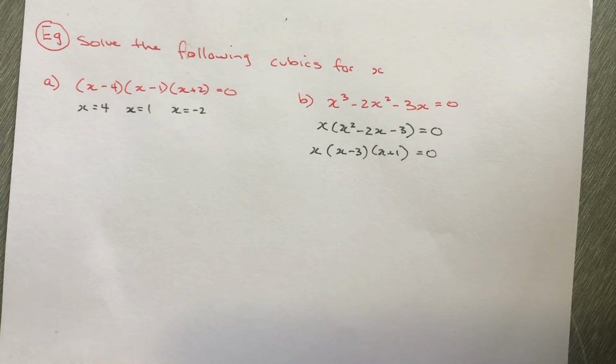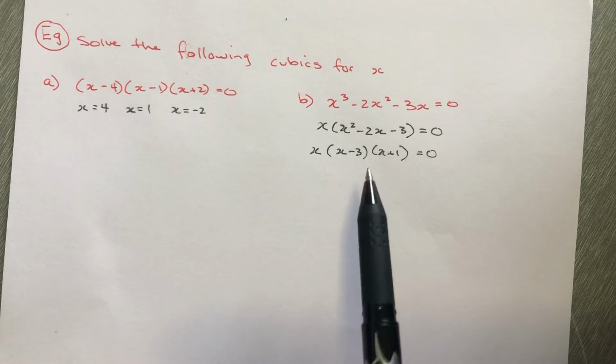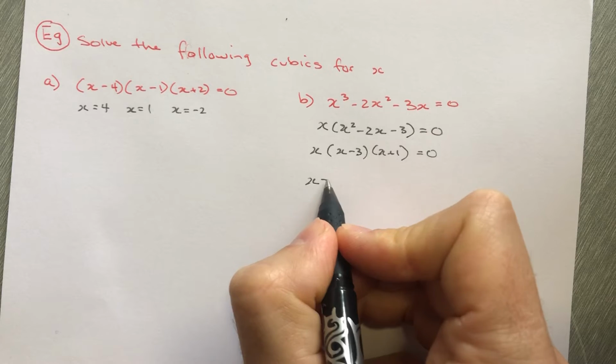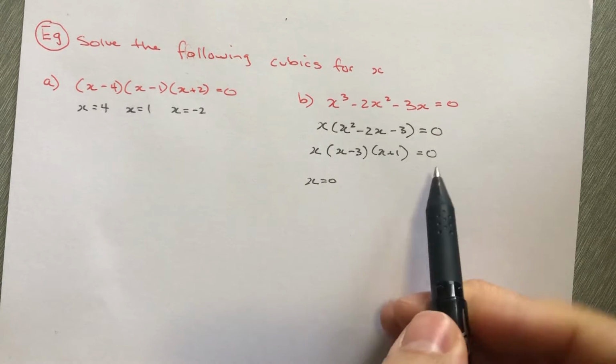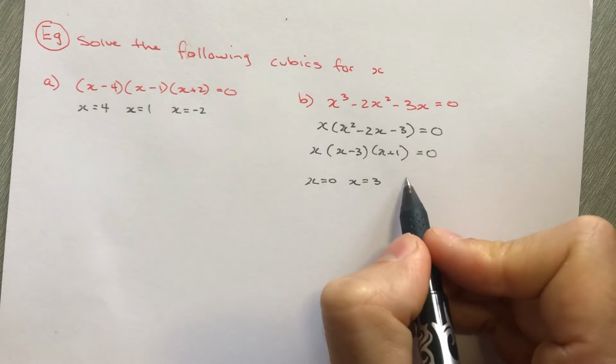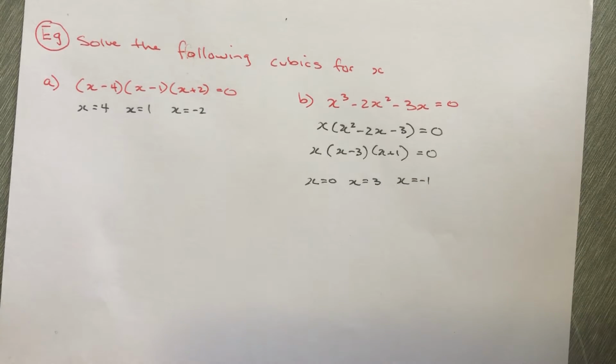And we are factorized. So now we're doing the same step as we did over here. X equals 0 is our first answer. X minus 3 equals 0, so x equals 3. X plus 1 equals 0, so x equals minus 1. There we go, we've got our answers.